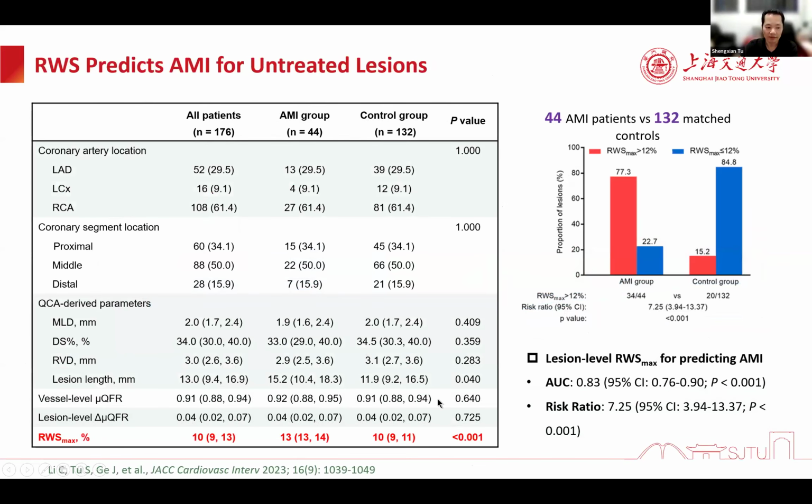Another study was published 2 years ago in JACC Intervention, in collaboration with Zhongshan Hospital. We analyzed all the patients in the hospital with two-time angiograms, where the second angiogram showed acute myocardial infarction that could be pinpointed to the lesion location. We analyzed the first angiogram before the acute myocardial infarction, and using propensity score, we had a control group. As you can see, in patients with acute myocardial infarction, the radial wall strength in the first angiogram before the event was higher than in the control group, clearly demonstrated in the figure here.